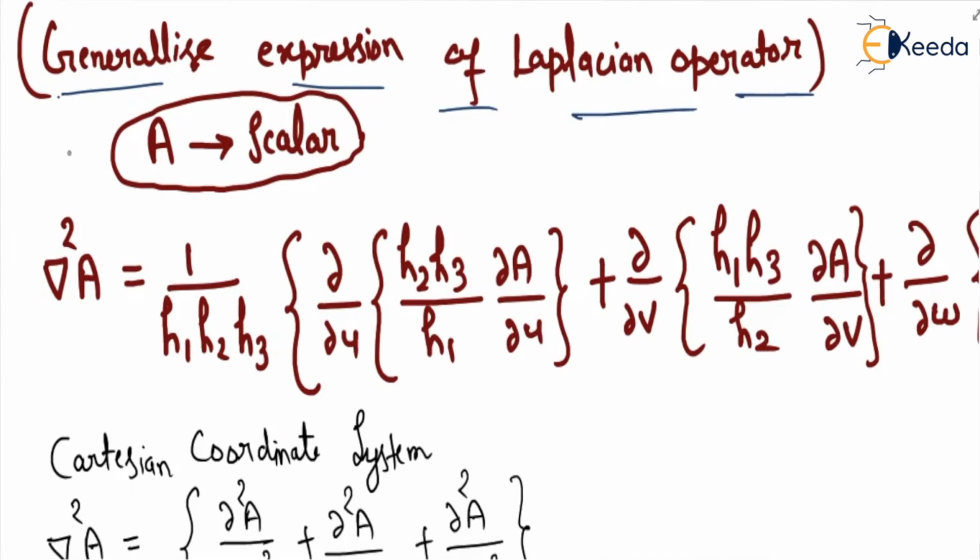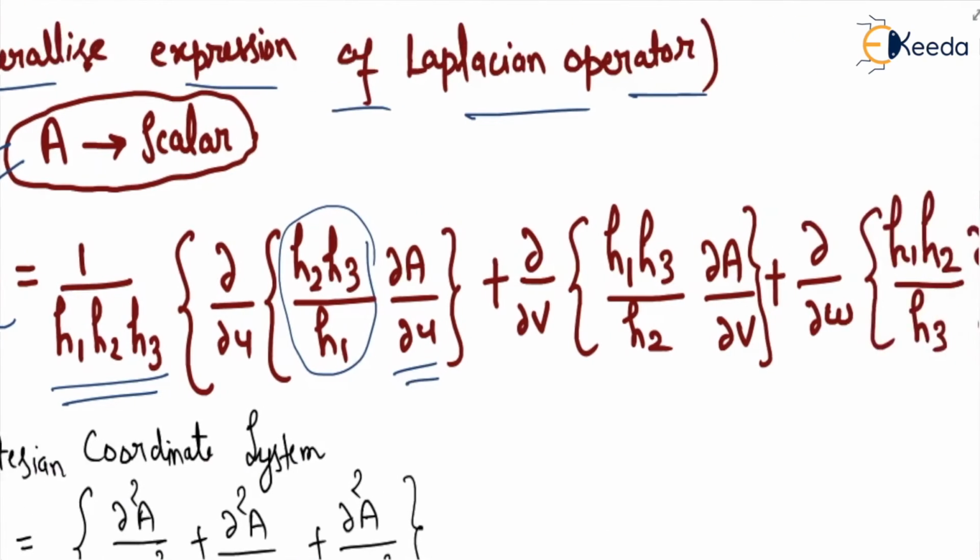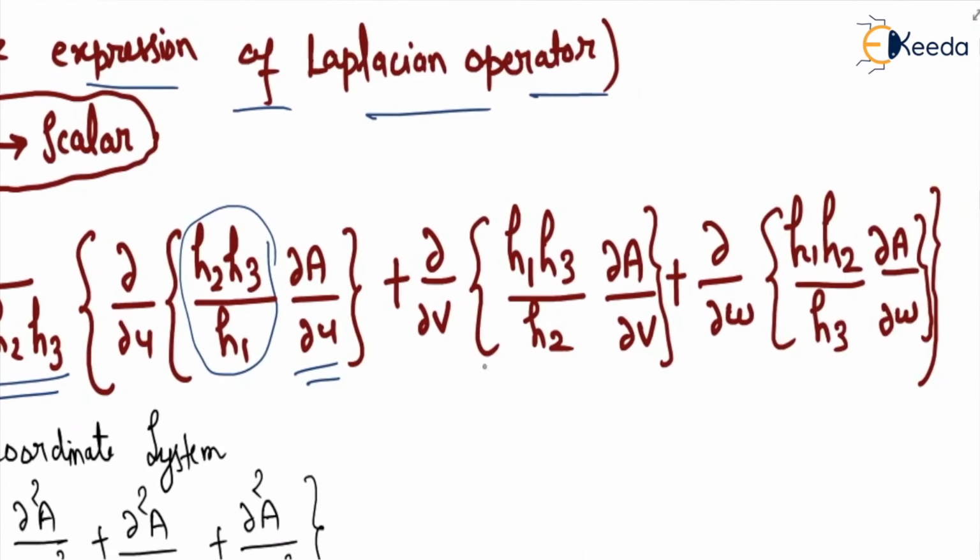Okay, we should know the generalized expression of the Laplacian operator. The Laplacian operator is calculated for a scalar quantity. Let A be a scalar quantity, so del square A. The generalized expression is 1 upon h1 h2 h3, del over del u of h2 h3 by h1 del A over del u, plus del over del v of h1 h3 by h2 del A over del v, plus del over del w of h1 h2 by h3 del A over del w.